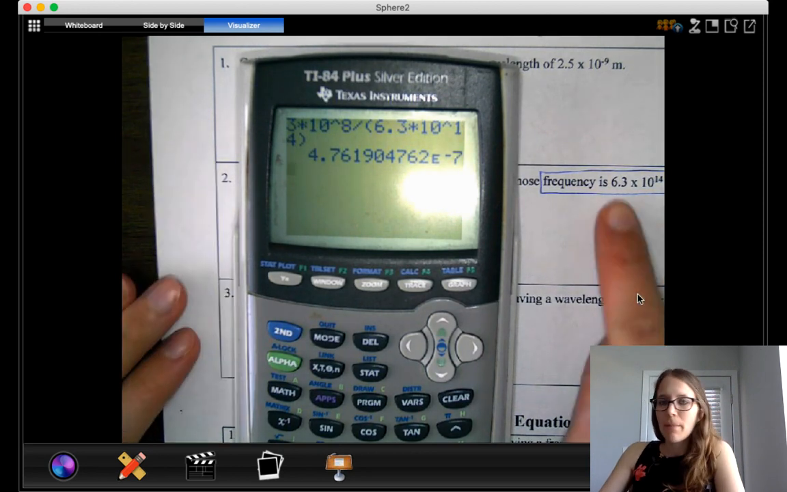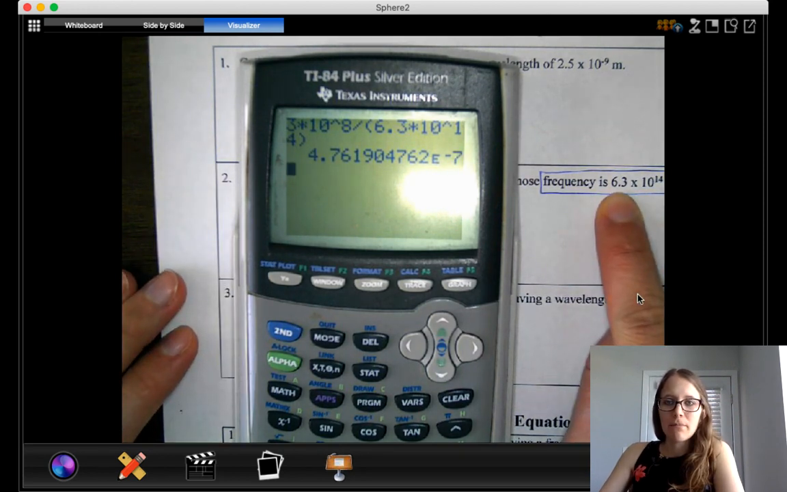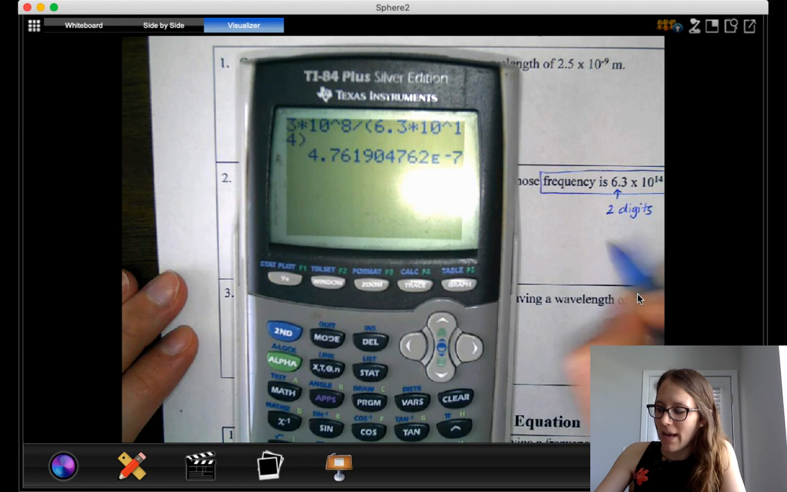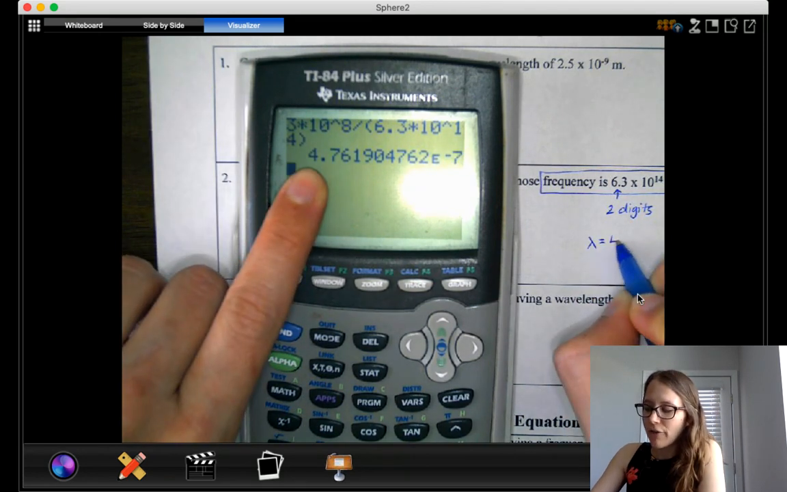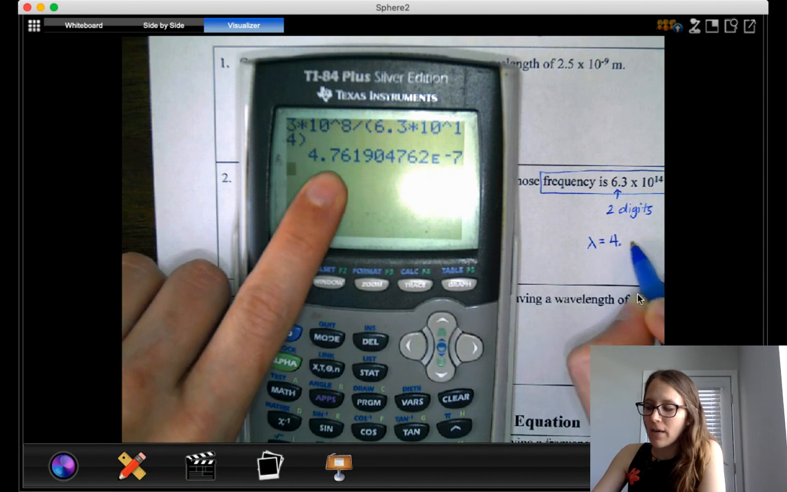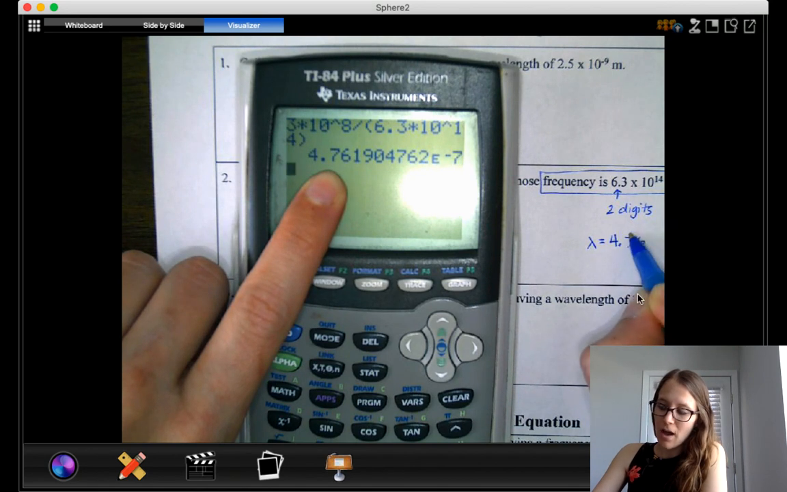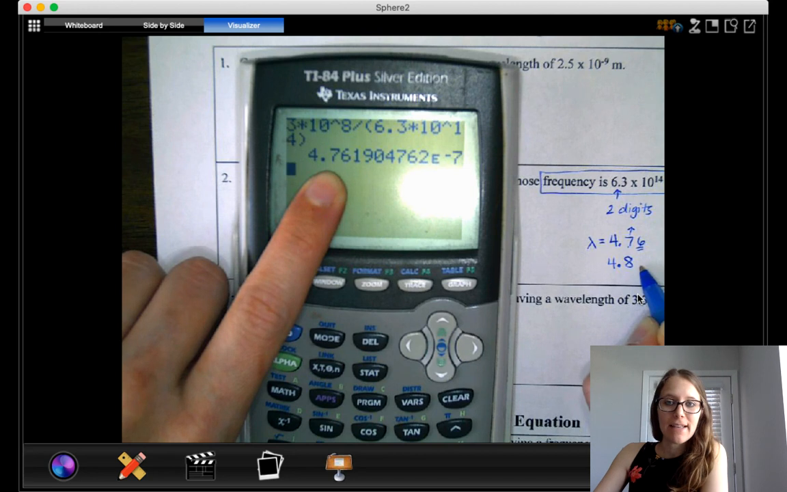And then for this one, I'm going to look at the number given to me in the problem, 6.3. This has 2 digits, right? 6 and 3. So my answer is also going to have 2 digits. So I'm going to write down the 4, and then I want to write down the 7, but notice that after the 7 is a 6. If there's a 5 or greater, that's going to make this number round up when I round away to 6. So my answer would be 4.8. Not 4.7.